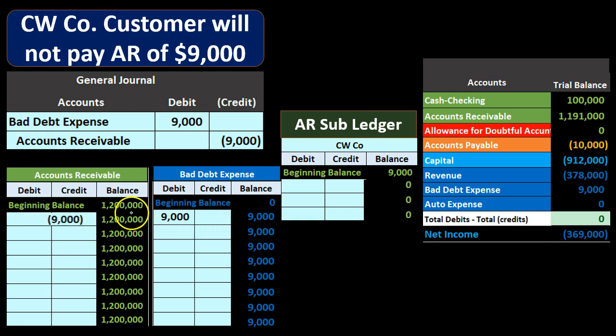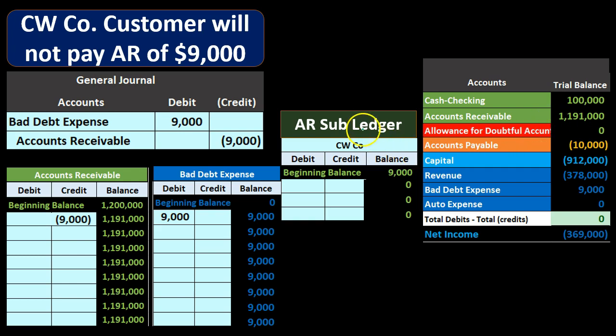Here's the accounts receivable. It started at 1,200,000. There's the 1,200,000. Well, it was 1,200,000 before this. Now we're going to bring it down by the 9,000 to 1,191,000. There's the 1,191,000 now on the trial balance after this transaction has happened.